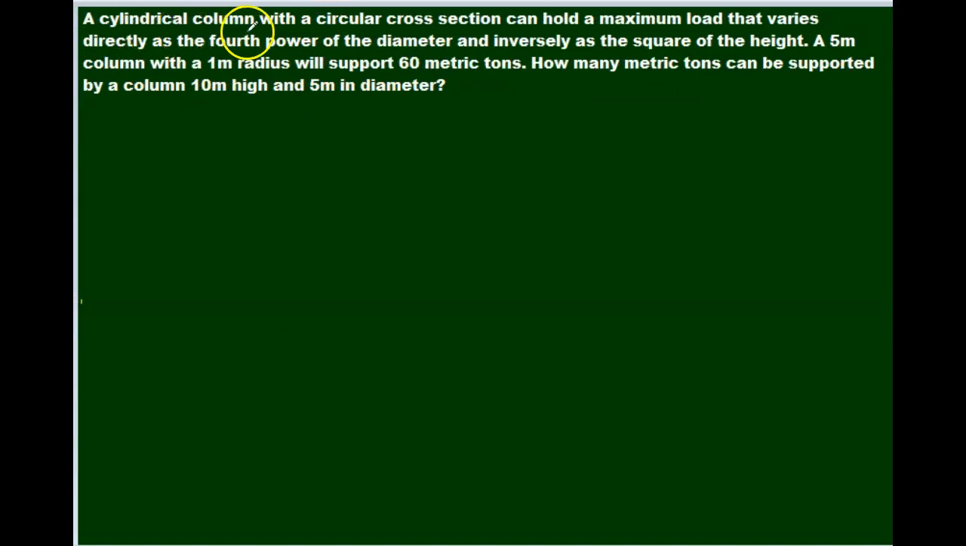A cylindrical column with a circular cross-section can hold a maximum load that varies directly as the fourth power of the diameter and inversely as the square of the height. A 5-meter column with a 1-meter radius will support 60 metric tons. How many metric tons can be supported by a column 10 meters high and 5 meters in diameter?